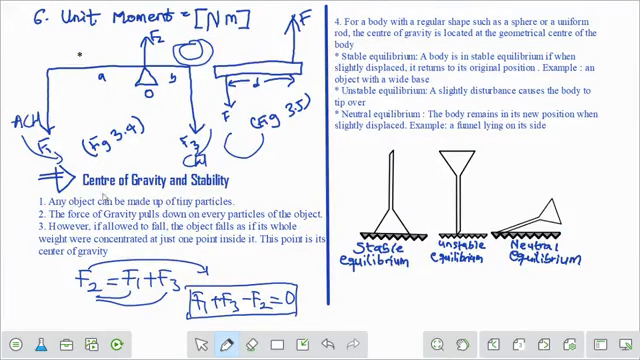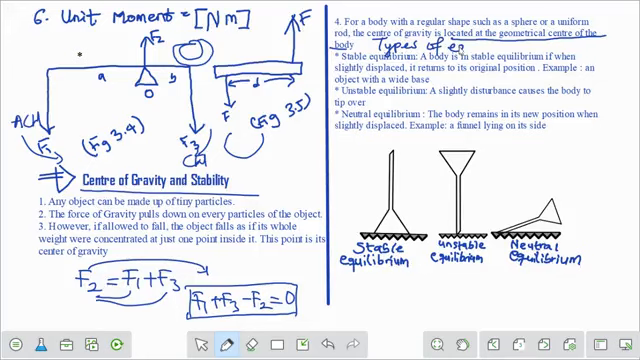Now let's go to center of gravity and stability. Any object can be made of tiny particles. The force of gravity pulls down on every particle of the object. However, if allowed to fall, the object falls as if all its weight were concentrated at just one point inside it. This point is called the center of gravity. For a body with a regular shape, such as a sphere or a uniform rod, the center of gravity is located at the geometrical center. Please take note.